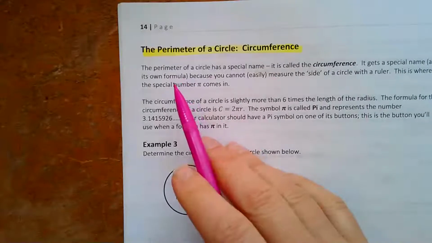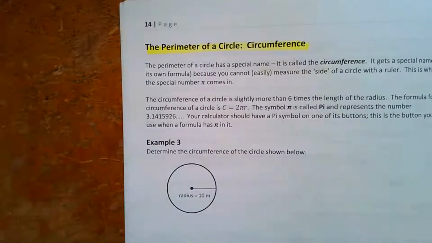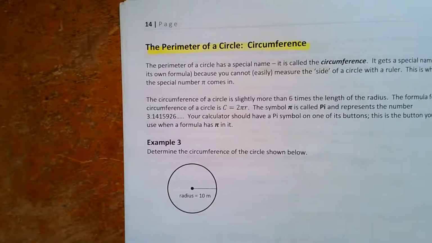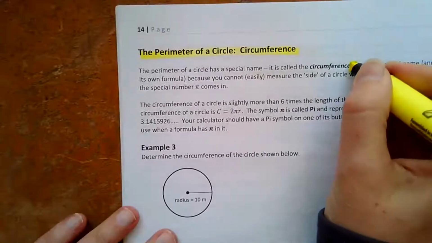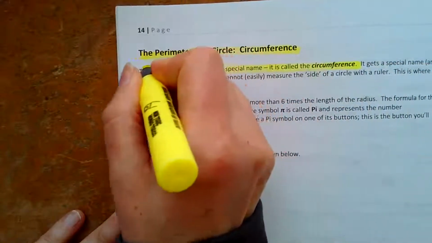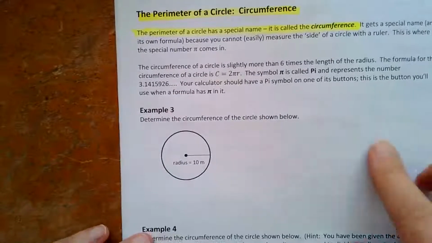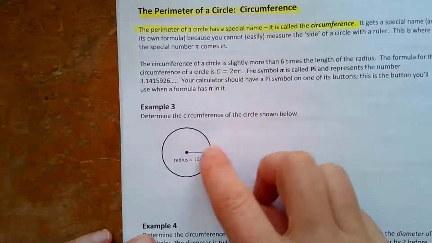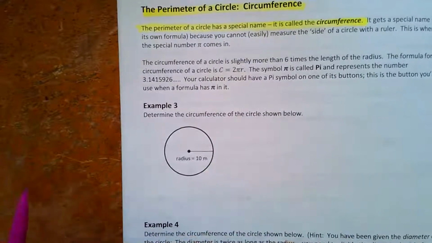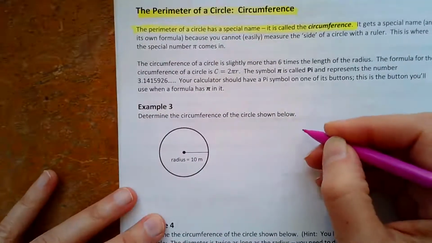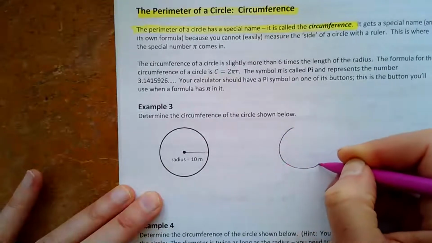So once again, the perimeter of a circle is so important it has its own name. And the only reason for that is because we have to use a formula. So just remember the circumference of a circle is just the perimeter of a circle. The circumference of a circle is slightly more than 6 times the length of its radius. So let's define a few things. In a circle, I'm going to just define a few things about circles, just to refresh your memory.